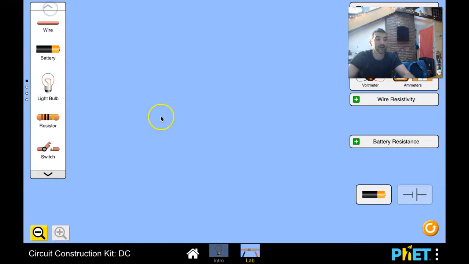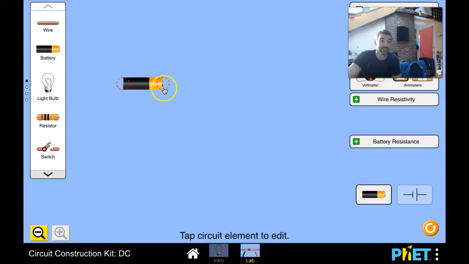So what we're going to do is build circuits and then test them. Things that I ask you to do: you want to change from electrons to conventional. We use conventional current, which means the voltage or the potential difference comes out of the plus side of the battery and travels into the negative side of the battery.